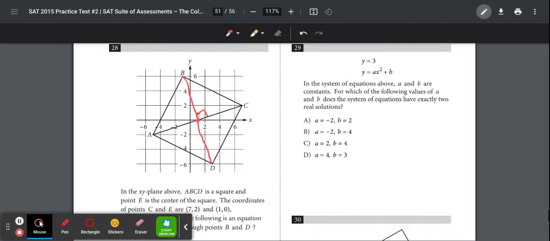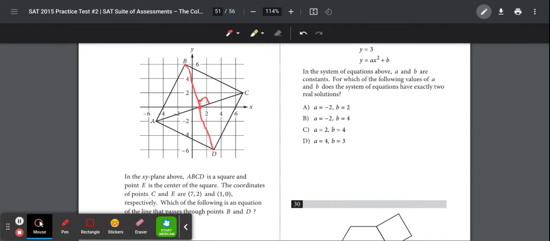Well, how do I find the slope of EC? I do have 2 points from EC, (7, 2) and (1, 0). So the slope of EC, following the slope formula, is going to equal (0 minus 2) over (1 minus 7). Calculating the slope of EC, it is going to be negative 2 over negative 6, or 1/3.